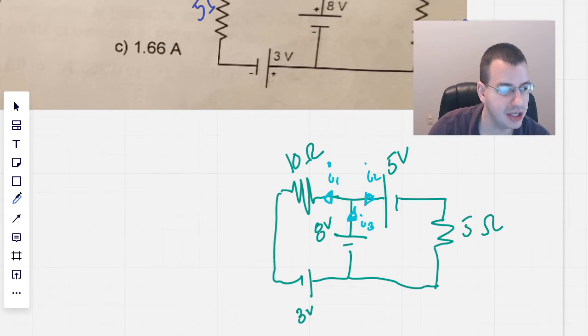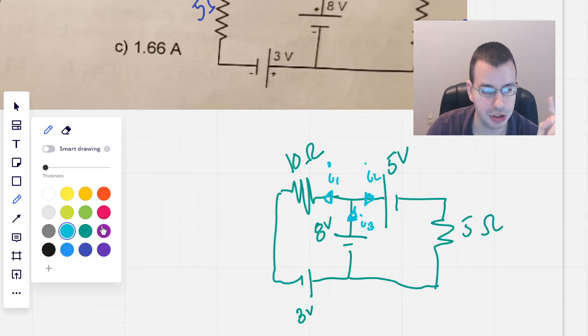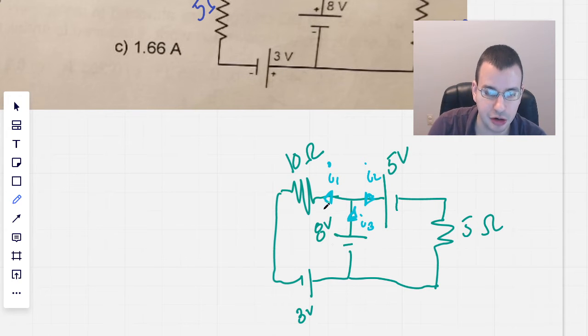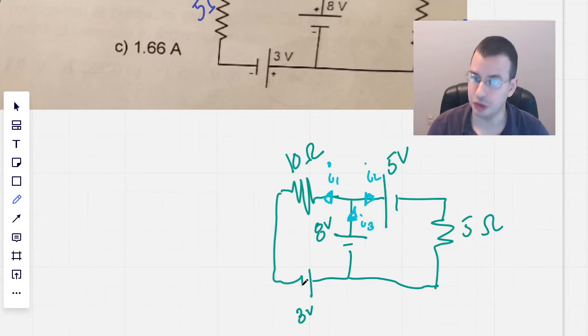One of the things that you can see, which is important to notice, is that the current that goes through the 3-volt battery is going to be the same current that goes through the 10 ohm resistor, because there's only one path here. This current comes down this way, and I have to go through the 3-volt battery. For this, I like to use the hydraulic analogy.